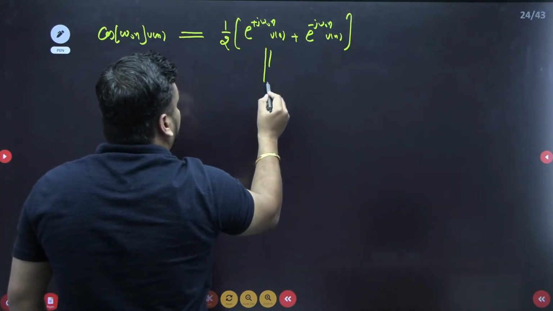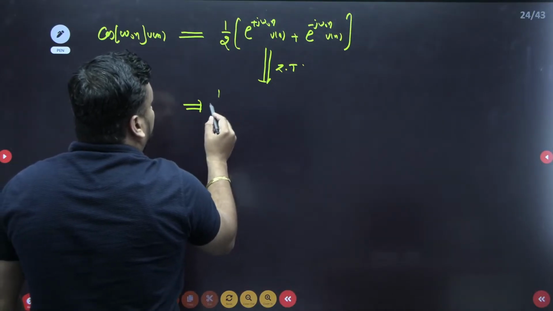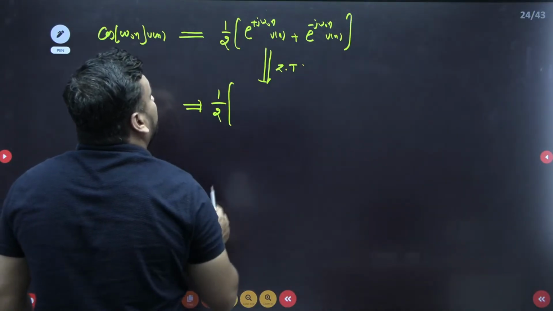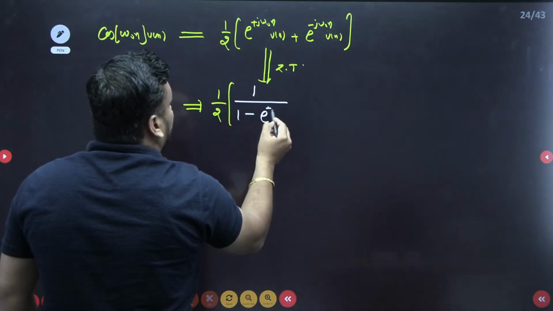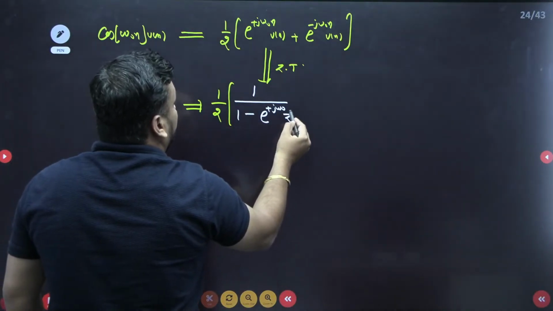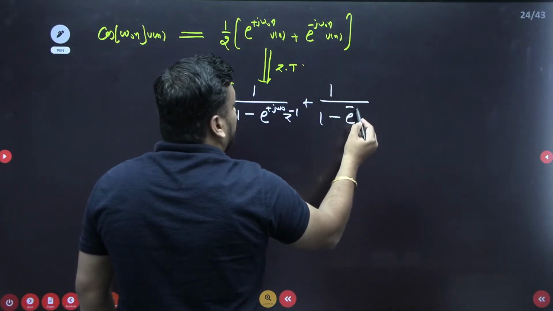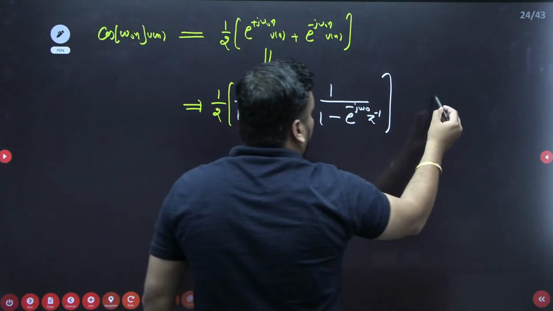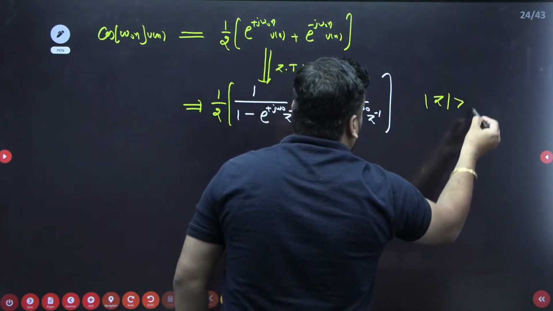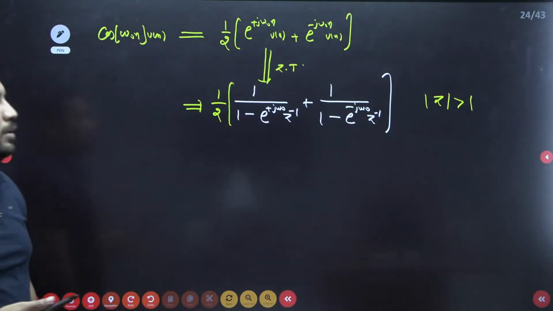And now I am taking the z transform on both sides. So what will I get? I will get the z transform with half outside, and here it will be 1 upon 1 minus e to the power plus j omega 0 z inverse, plus 1 upon 1 minus e to the power minus j omega 0 z inverse, and the ROC for both is mod of z greater than 1. Yes or no?